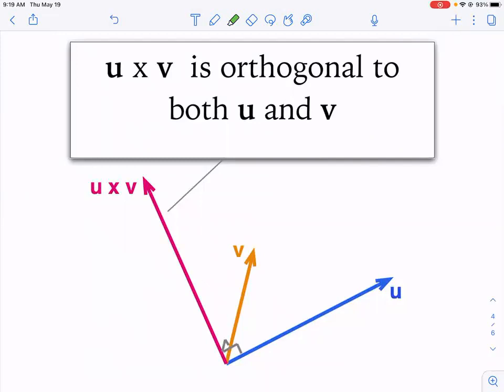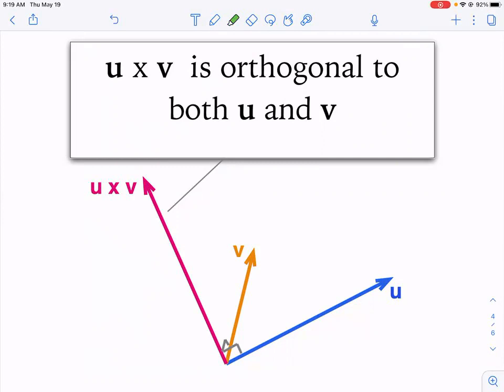I don't know why people aren't writing this down. U cross V is orthogonal to both U and V. What does orthogonal mean? Perpendicular. What also does it mean? Something equals something. Do you remember? Something equals 0. You did it in your homework yesterday. The dot product is 0.